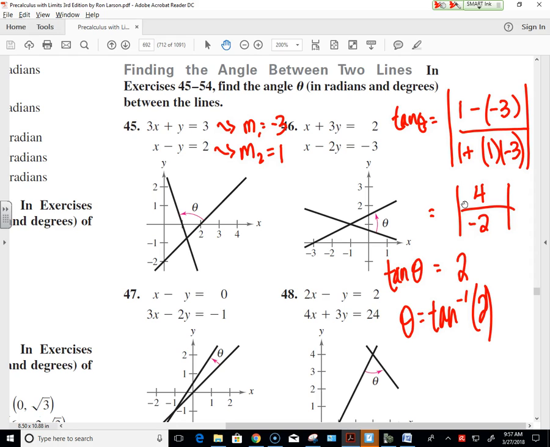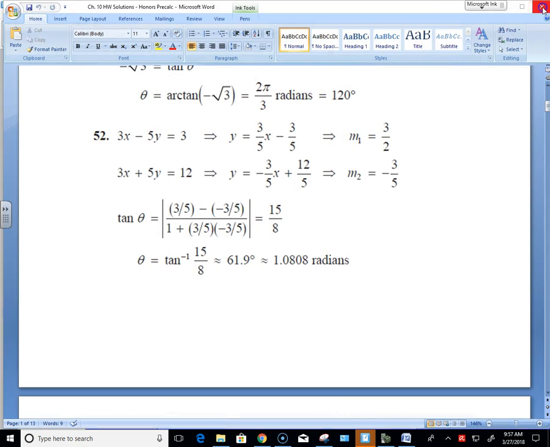All right. With that, 10.1, done. Got it, 10.2.